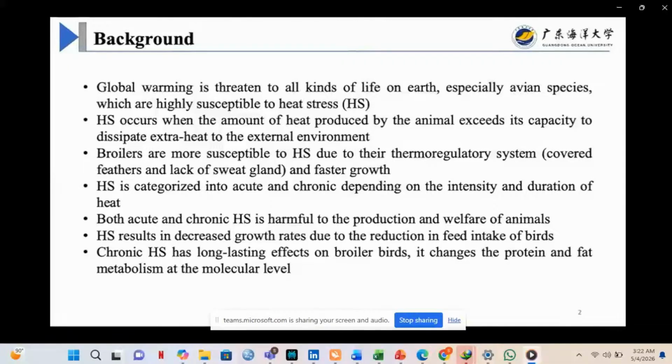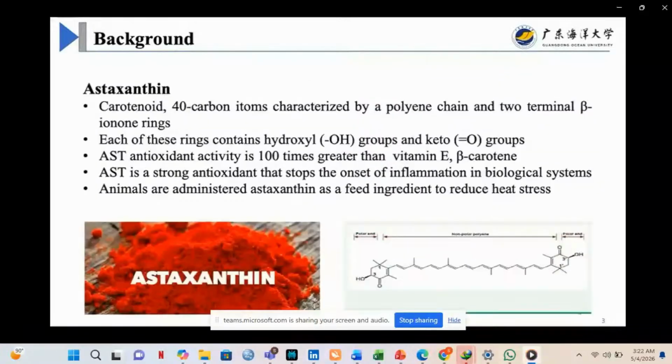Astaxanthin is a carotenoid compound that has strong antioxidative activity. Its antioxidant activity is 100 times greater than vitamin E and beta carotene. Due to its high antioxidative activity, it can be used as a feed ingredient to mitigate the effects of heat stress.